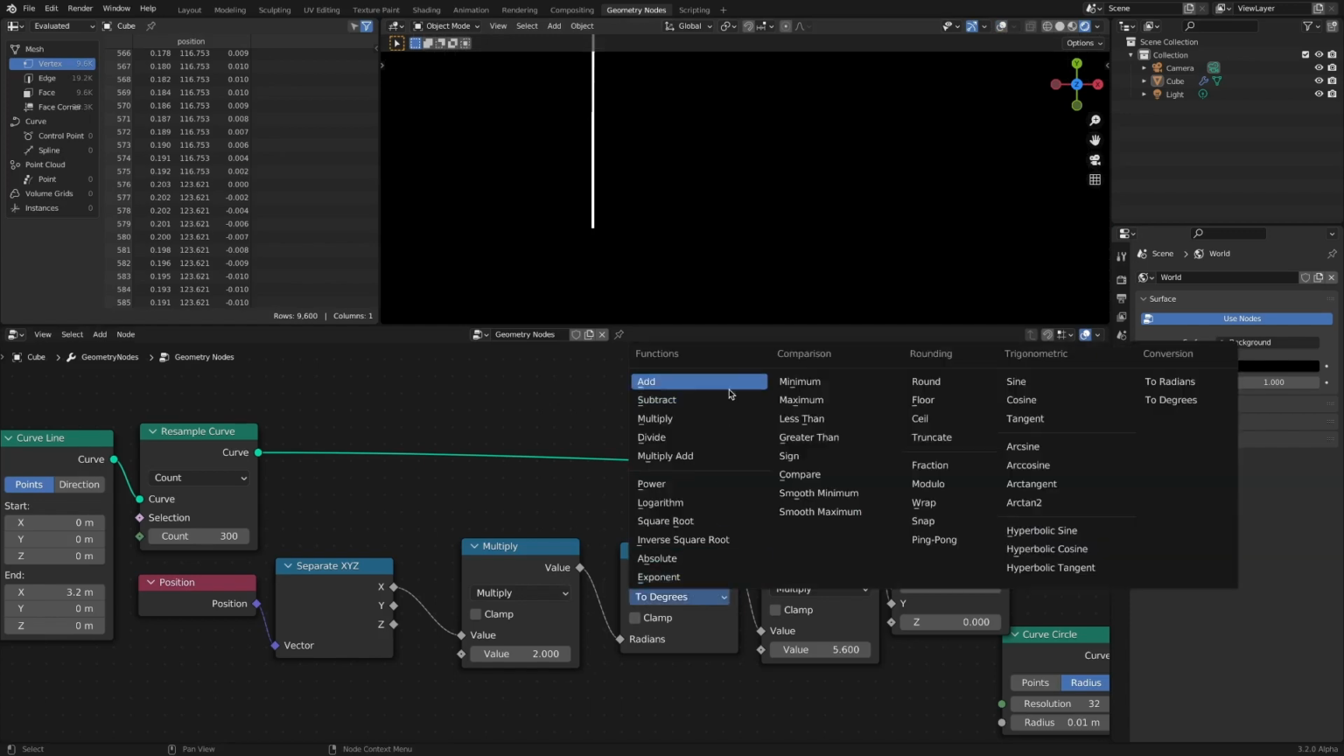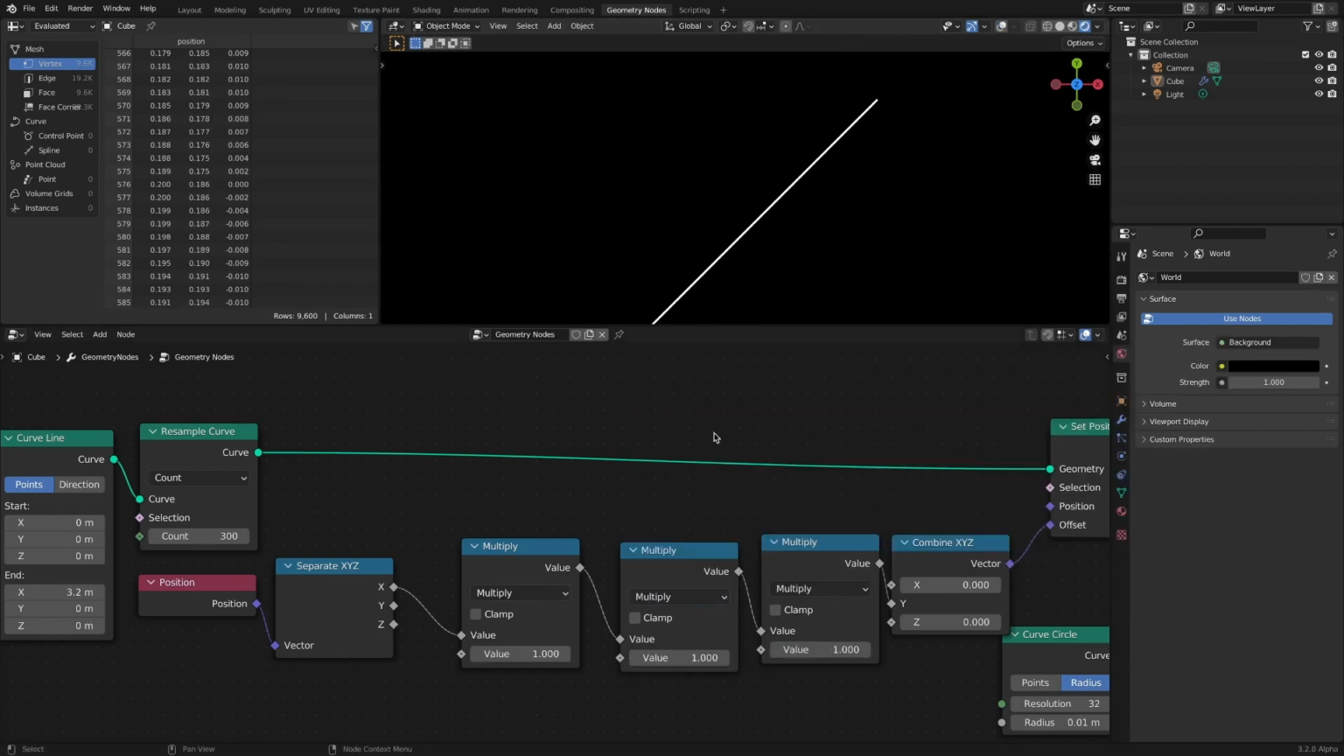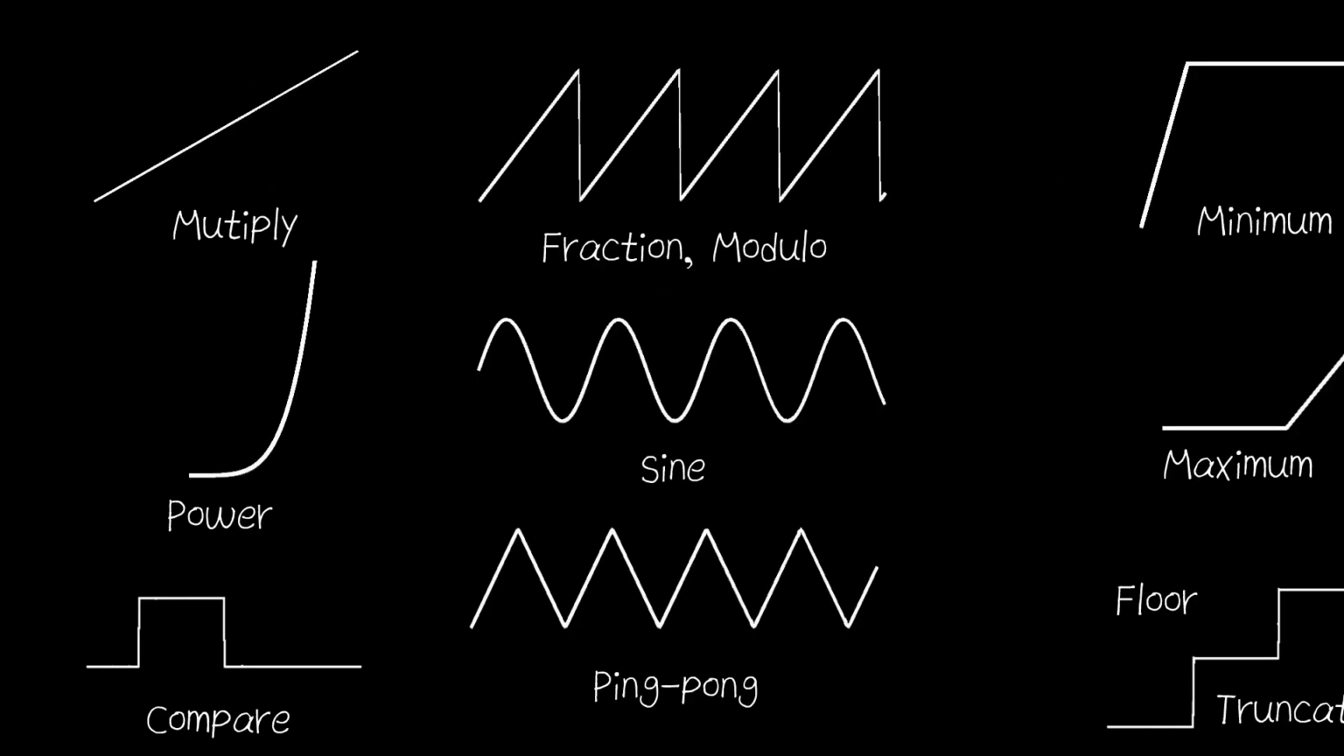We looked at the graph shape for each mode of the above math node. In summary, it looks like this.